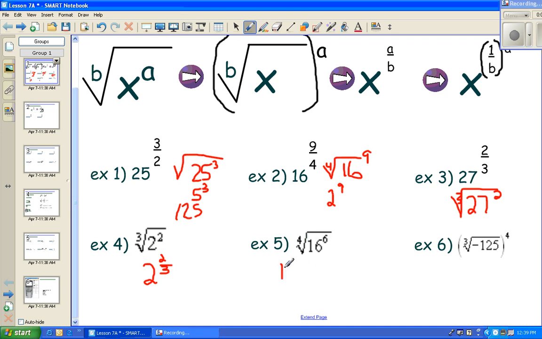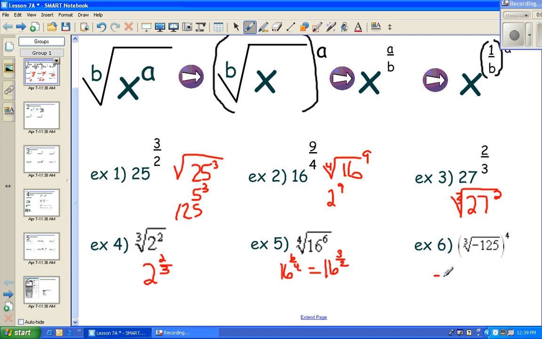And this is going to be 16 to the 6 over 4 power. Now you shouldn't leave it as 6 over 4. They're just fractions, so you would want to reduce that to the 3/2 power.